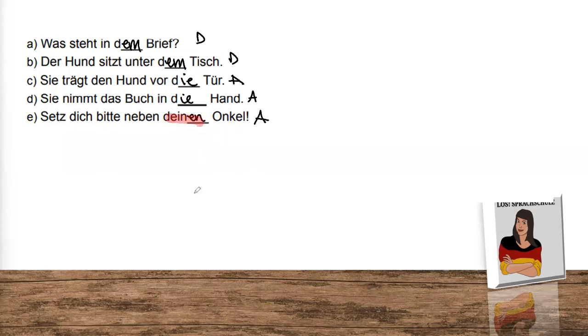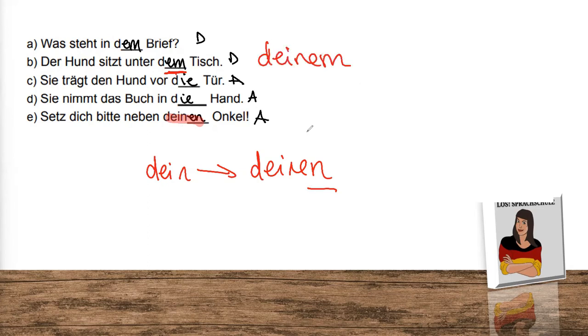So don't forget, things in front of nouns are almost always also conjugated. Dein Nominativ becomes deinen Akkusativ, deinen Onkel. If you wanted to say the dog sits under your table, you would say, der Hund sitzt unter deinem Tisch, Dativ. So I just want to emphasize it, even though you think maybe it's not so important. But just because you learn new grammar, do not make the mistake and forget the old grammar. This happens quite often, it's natural, but you shouldn't forget the things you learned.